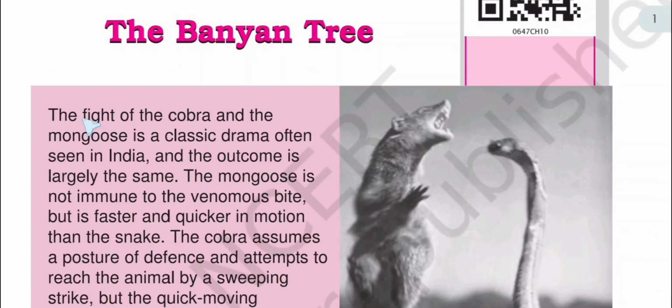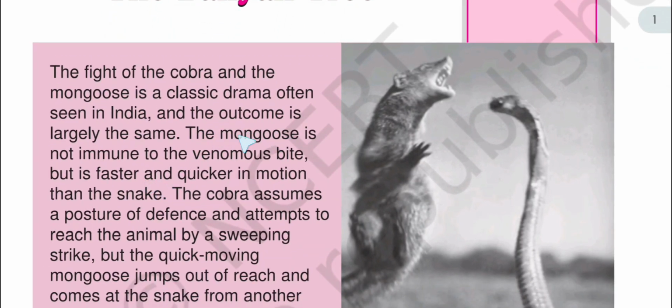The banyan tree. The fight of the cobra and the mongoose is a classic drama often seen in India, and the outcome is largely the same. The mongoose is not immune to the venom's bite but is faster and quicker in motion than the snake. The cobra assumes a posture of defense and attempts to reach the animal by sweeping strike.